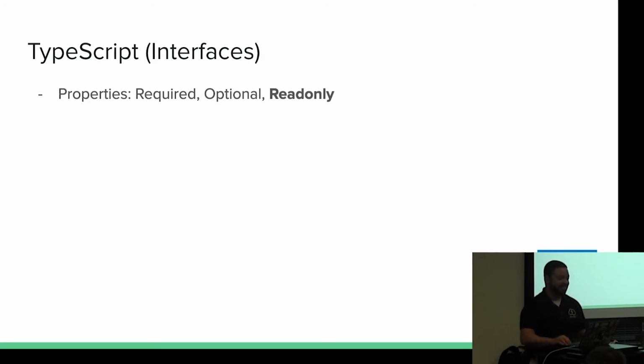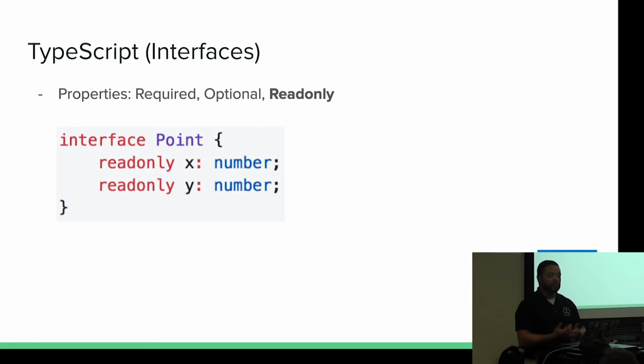Very nice. So, read only. So again, on an interface point, we have the read only keyword before. So it's required also because we don't have the question mark. So it's required and it's read only, meaning that once we create this assignment, we can't override it again.